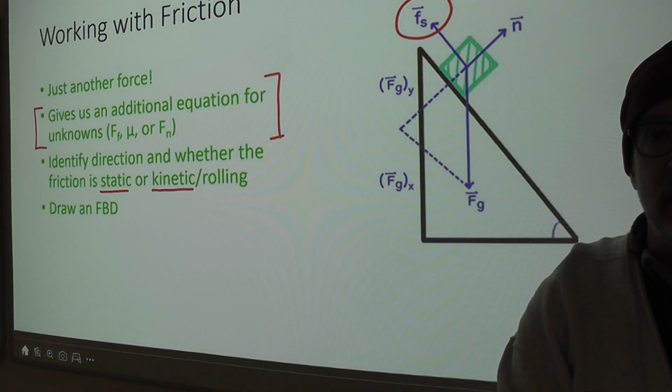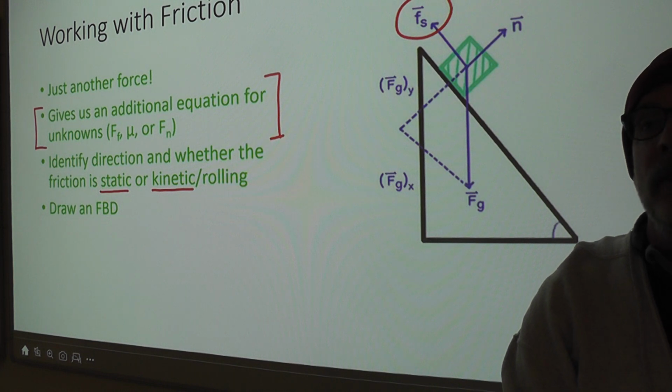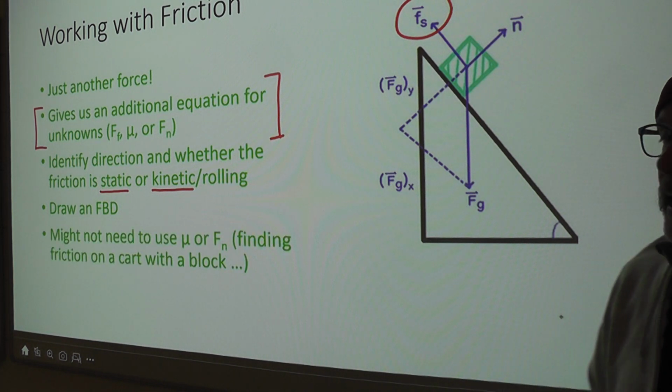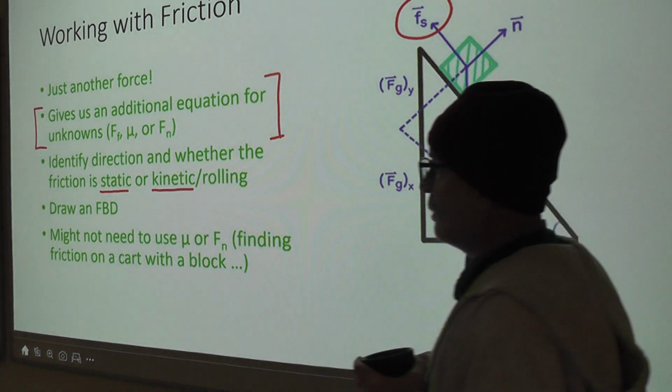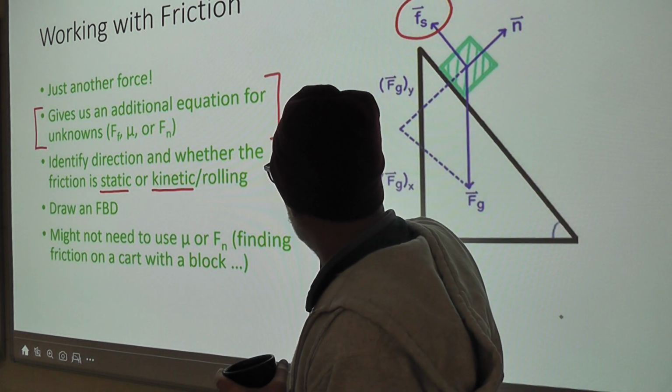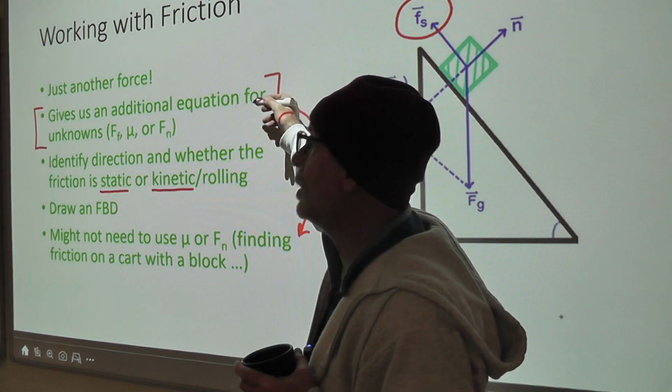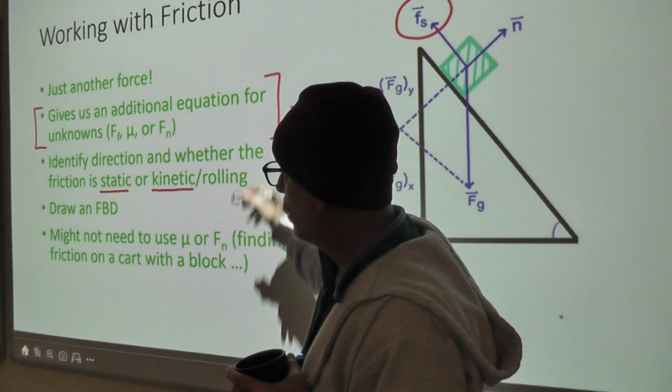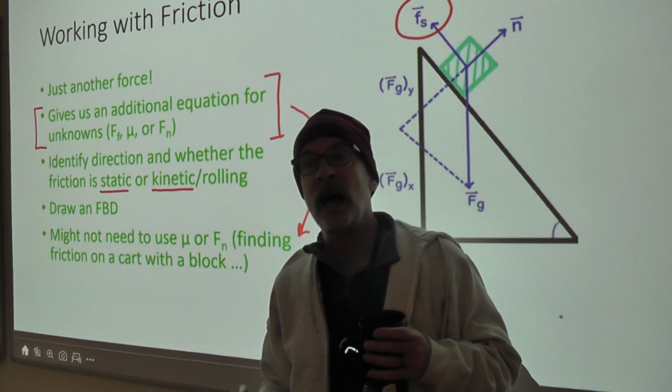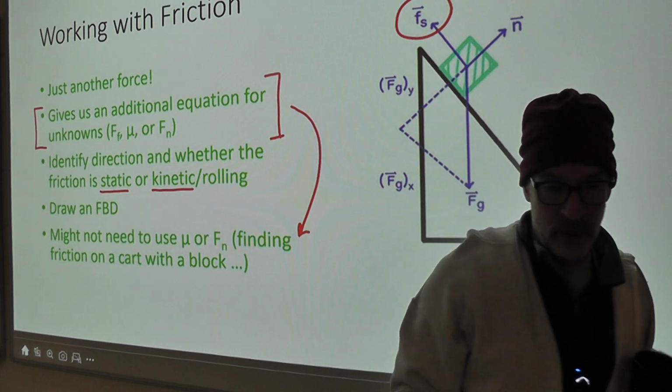If you can draw a free body diagram incorporating friction, then you're going to have a fighting chance of being able to use Newton's second law to figure stuff out. So these two points kind of go together. We have an equation that we might use, or we might not use. We might not need to know anything about mu or the normal force.